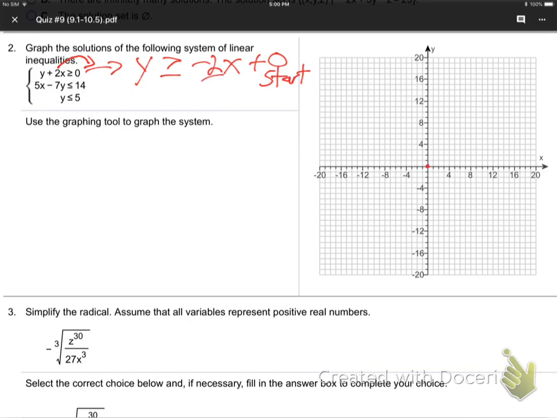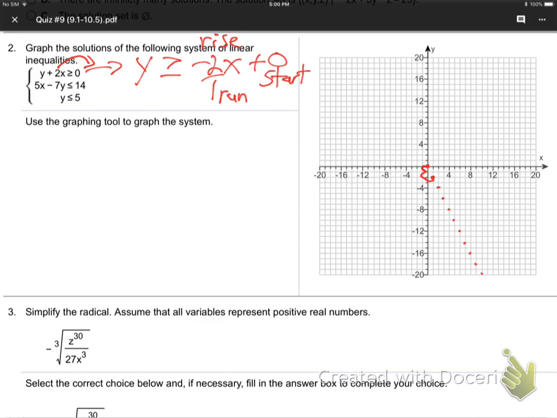And then minus 2 over 1 is the rise over run. So you go down 2, over 1. So right there, down 2 over 1. It just keeps going down 2 over 1, down 2 over 1, and so on. I think I'm doing that right.